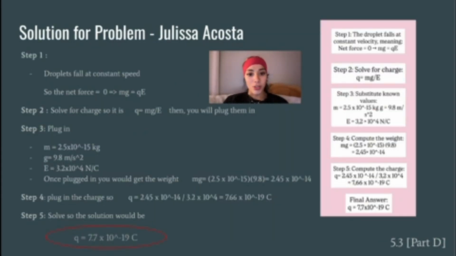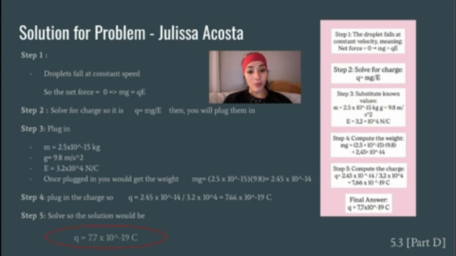The first step is: the droplet falls at constant velocity, meaning the net force is 0. The second step is to solve for the charge. So q equals mg divided by E. You just substitute the values: m equals 2.5 times 10 to the negative 15th power kilograms, g equals 9.8 meters per second squared, and E equals 2 times 10 to the 4th power newtons per coulomb.